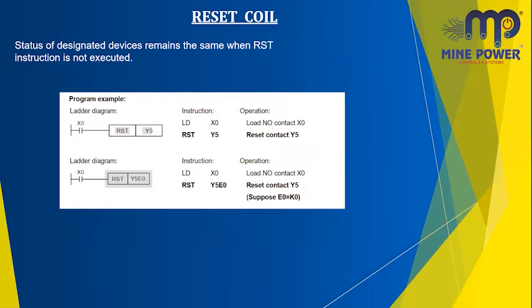Here, using set, the designated device status remains the same when the reset instruction is not executed. Before I said, when you give the set value, we have to reset. For this process we give the ladder diagram, and we have to reset. When you turn on X0, we reset Y1. Y1 is reset. When it is reset, then the processing begins from the first.